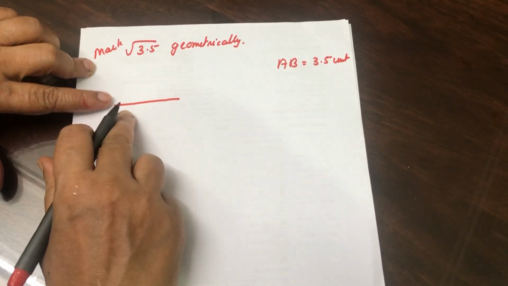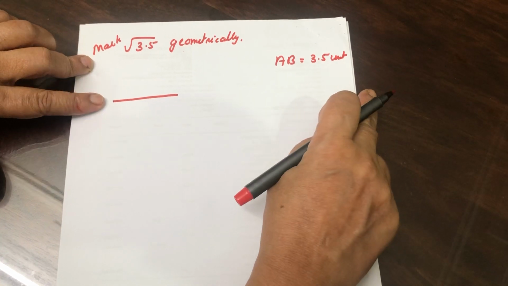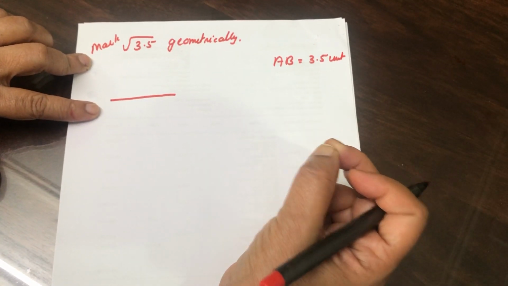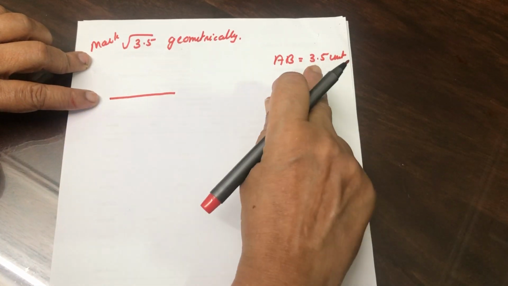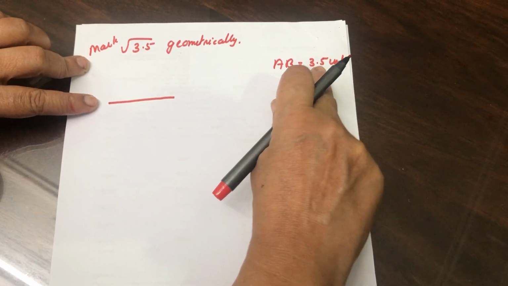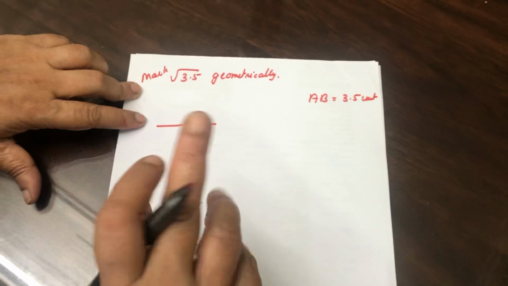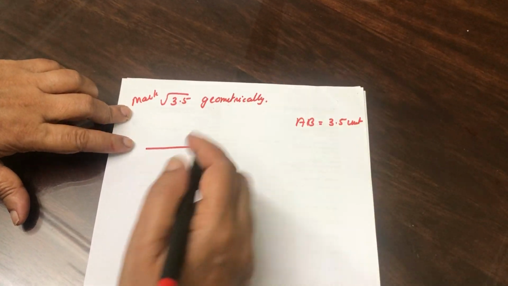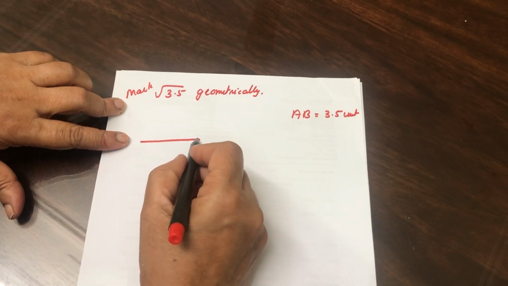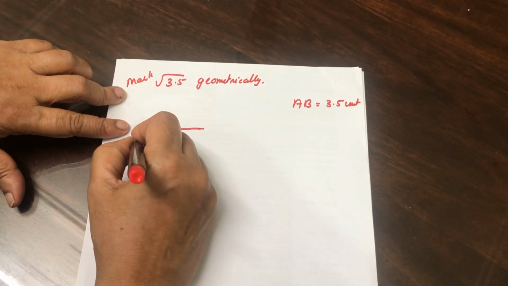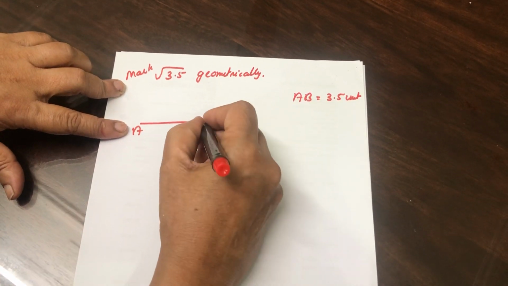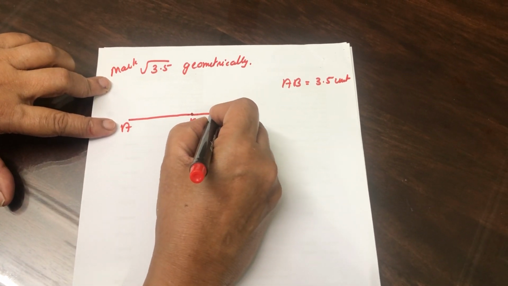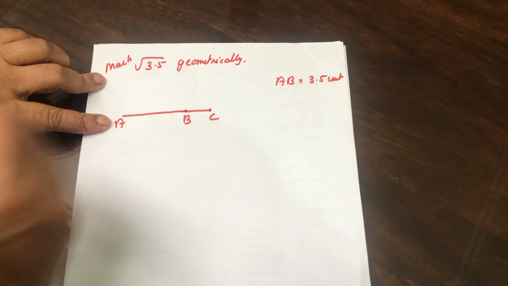3.5 units. Suppose you are taking a centimeter as 1 unit, you take 3.5. Suppose you are taking 0.5 as 1 unit, then you take 7. So you can fix the unit by yourself. So you mark 3.5 units. That is our AB. Then extend this one more unit to C.